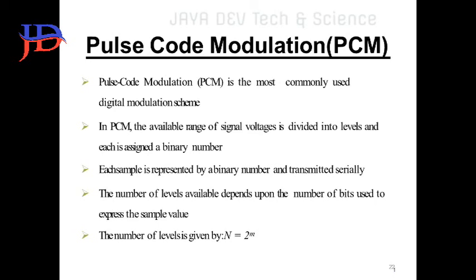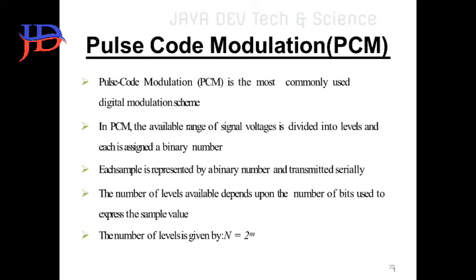In PCM, the available range of signal voltage is divided into levels and each is assigned a binary number. Why? Because here we are using the pulse. Then the pulse is converted into binary, either zeros or ones. Each sample is represented by a binary number and transmitted serially, one by one. The first bit is completed, then the second bit is transmitted.